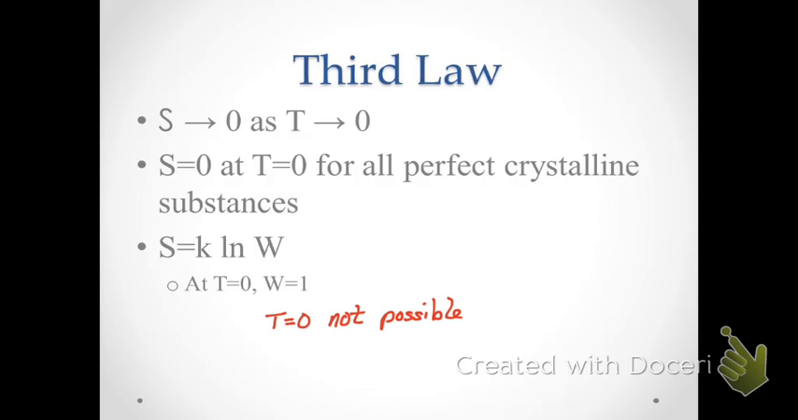It's also important to note that in reality we cannot obtain absolute zero. We can improve the technology to the point where we can get closer and closer to absolute zero, however we'll never be able to reach absolute zero.